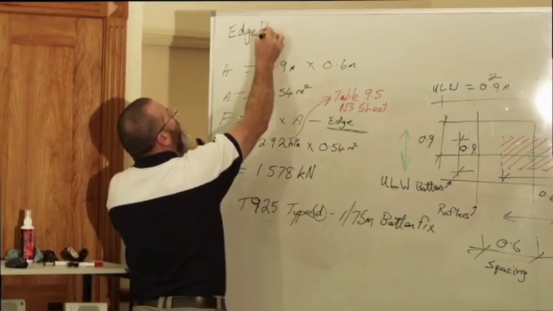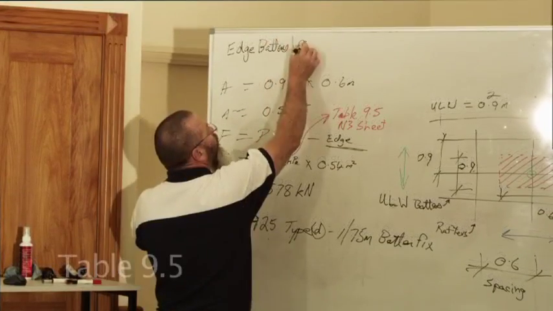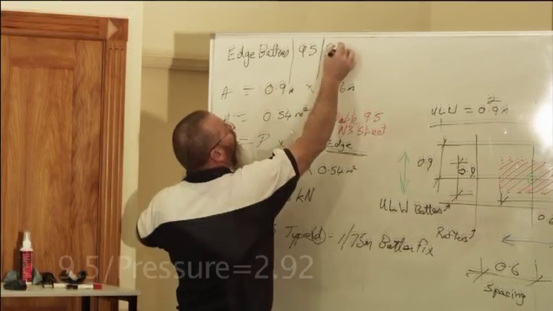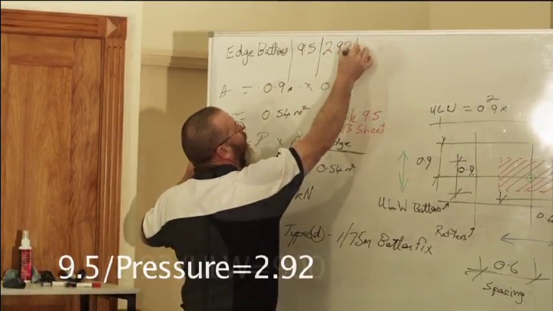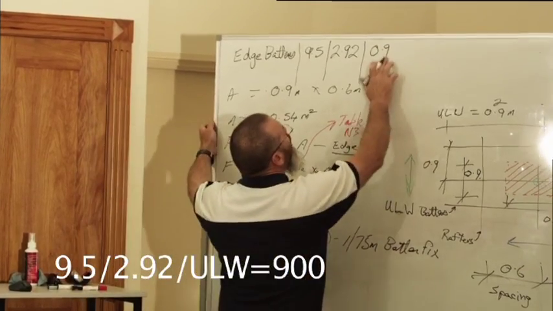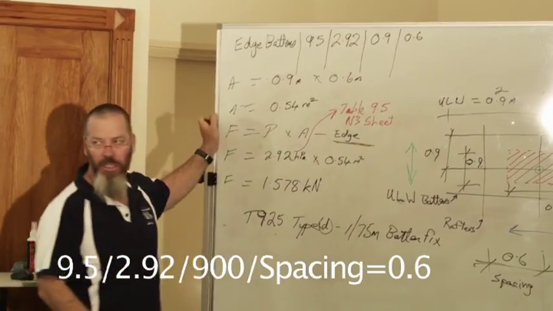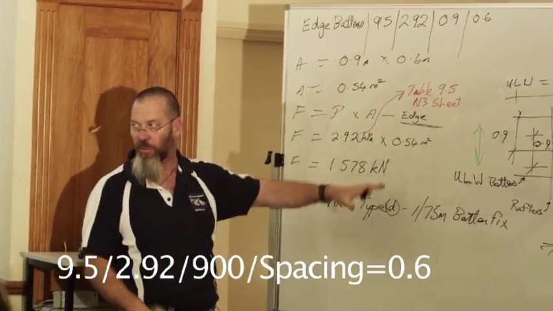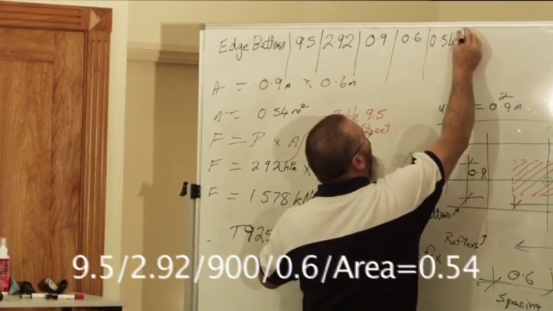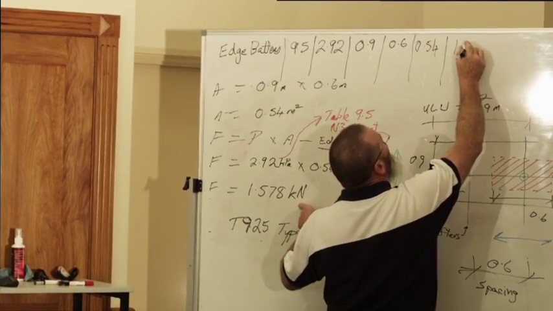The first thing is the connection. So we've got edge battens. What was the pressure? Is that the right column? Yeah, 900. Spacing, 0.6. So all I'm doing is taking the information that I've already worked out and putting it into the spreadsheet. The total area, 0.54, and the total force was 1.578.